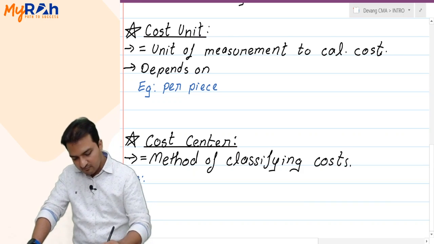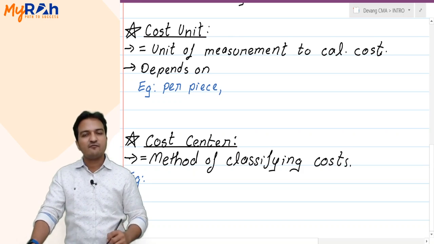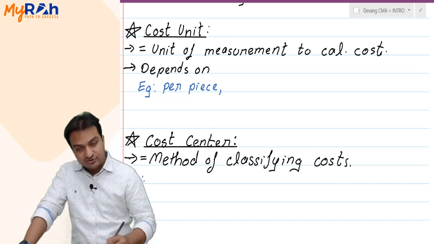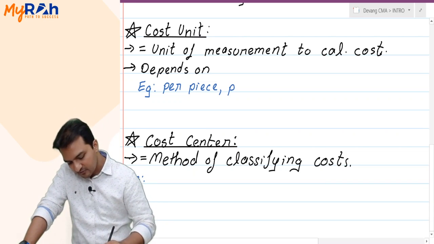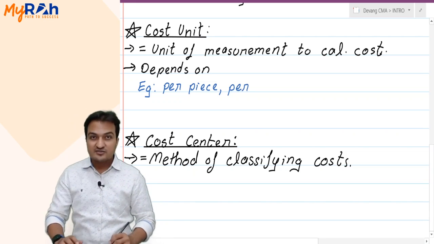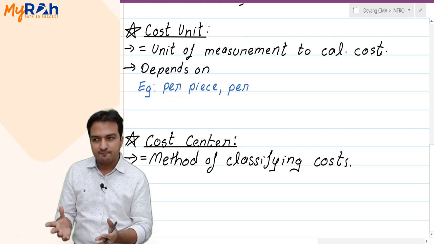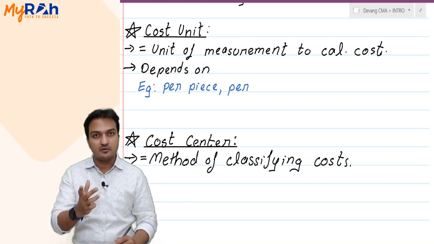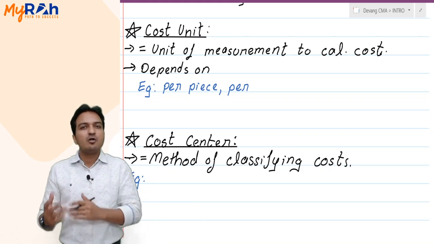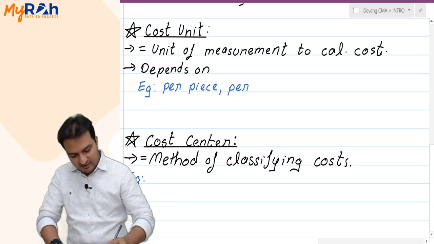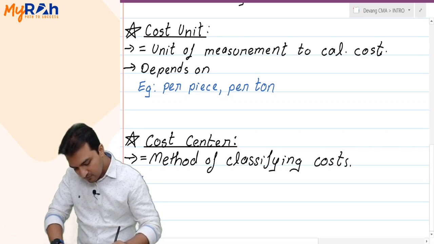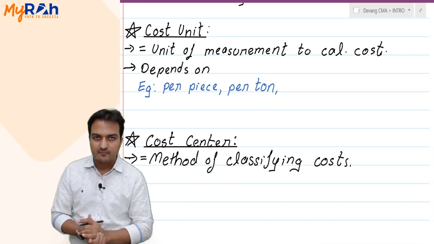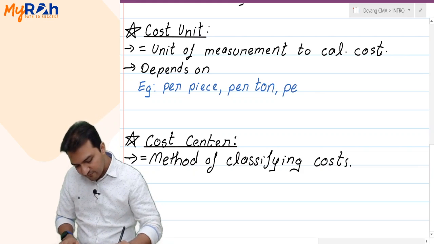Yeah. What if I am into the steel industry? If I'm manufacturing steel, then how do I calculate cost? Well, in case of the steel industry, I'll calculate in terms of per kg, or rather better, per ton, because kgs will be a very small unit of measurement for steel. What if I am manufacturing some chemicals, some liquid, say ink? Then my cost will be calculated in terms of, say, per liter.